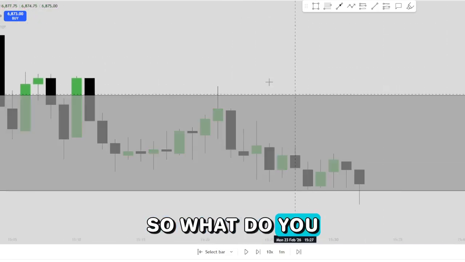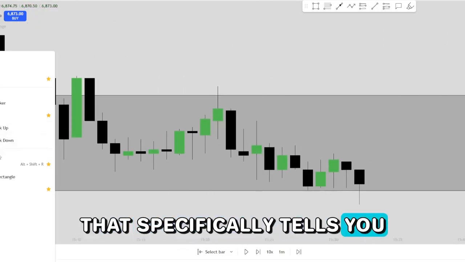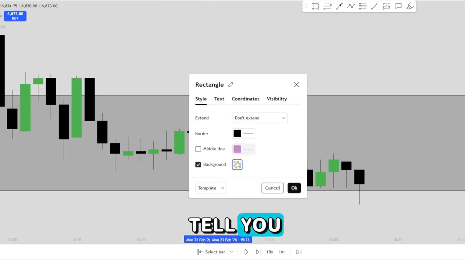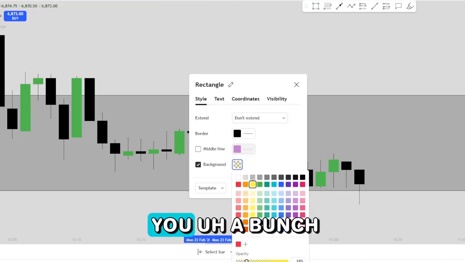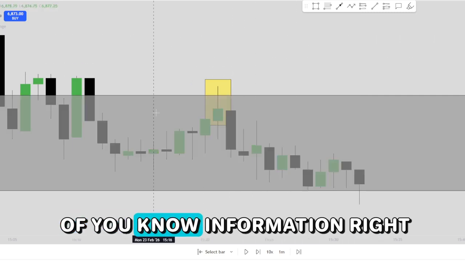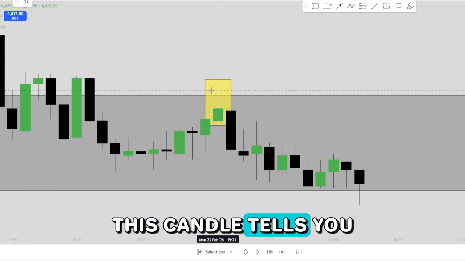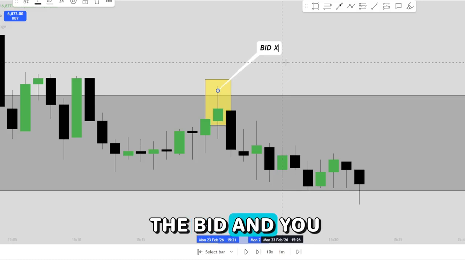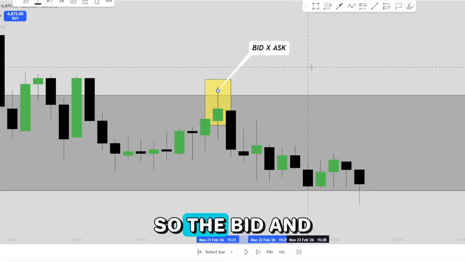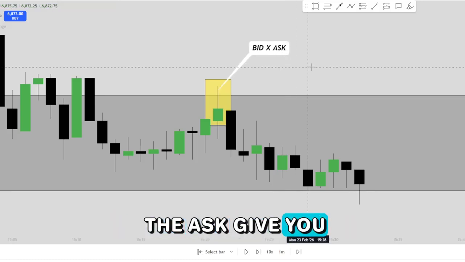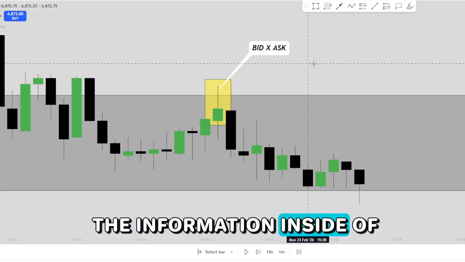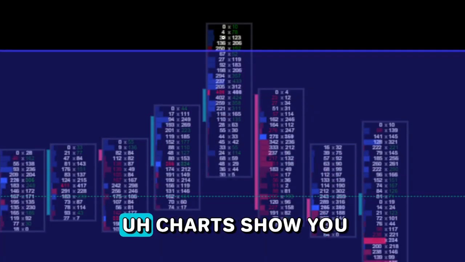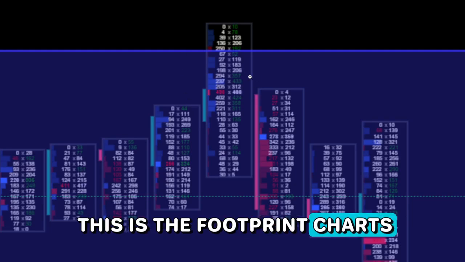So what do you see over here that specifically tells you that you want to be going short? What does this candle tell you? This candle gives you a bunch of information. This candle tells you basically one thing. If you just take a look at the bid and you compare it to the ask, the bid and the ask give you the information inside of the candles. This is what this chart shows you. This is the footprint charts.